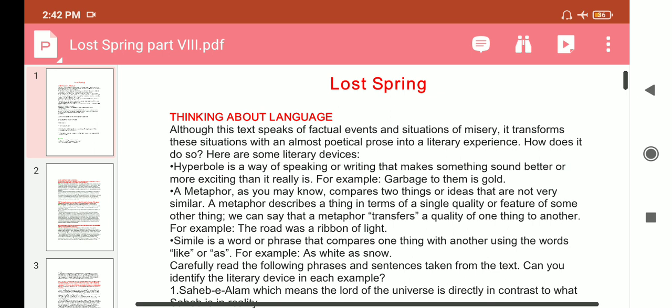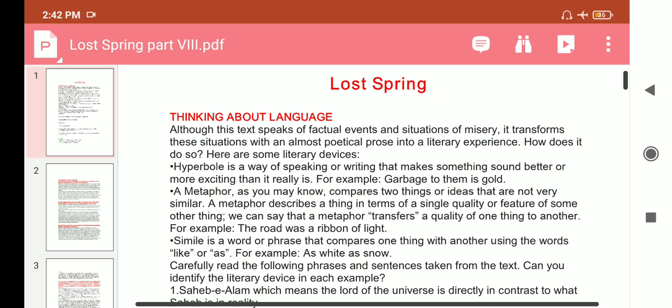First is hyperbole. Hyperbole is a way of speaking or writing that makes something sound better or more exciting than it really is. For example, garbage to them is gold. This is hyperbole. Now there is another literary device, that is metaphor.